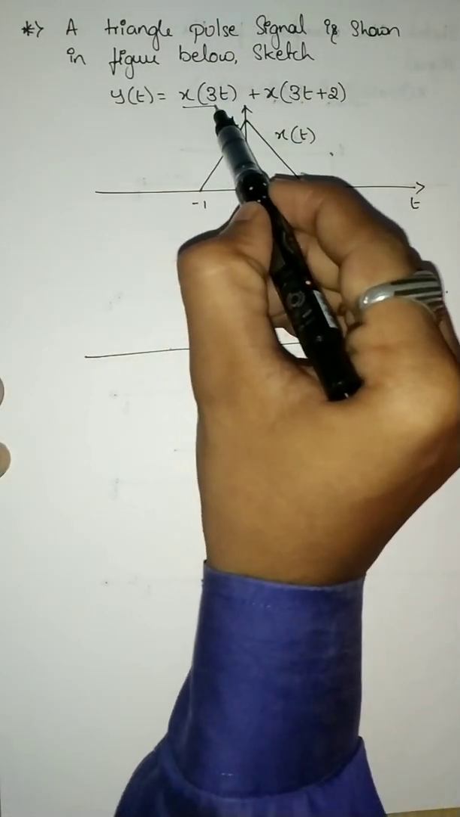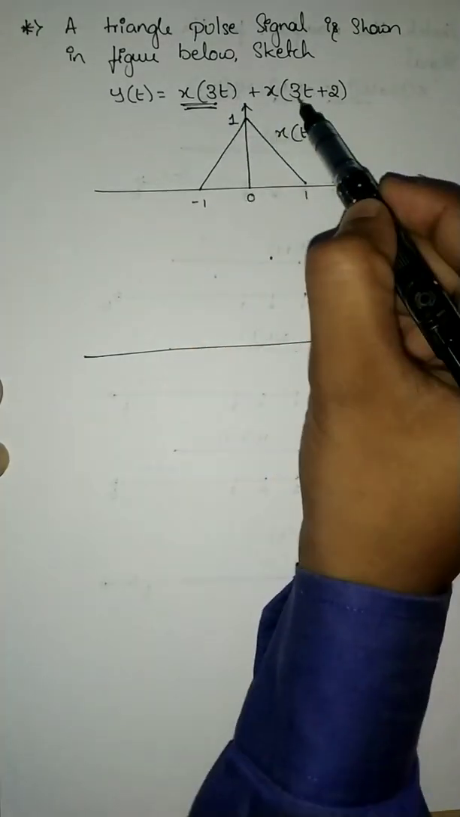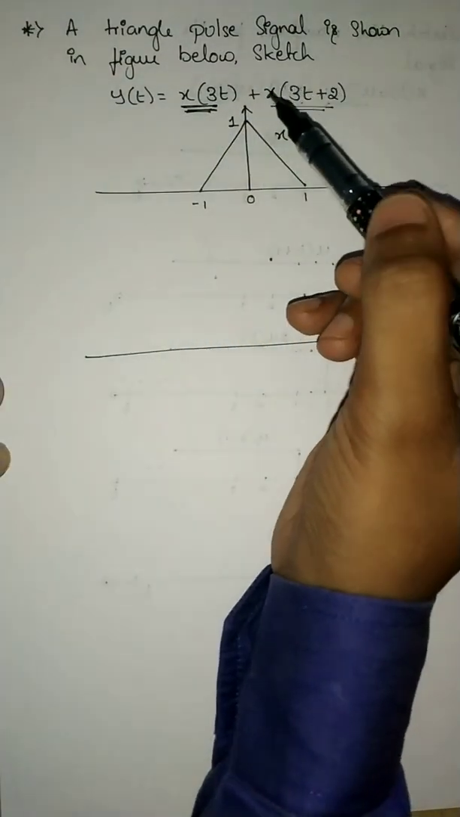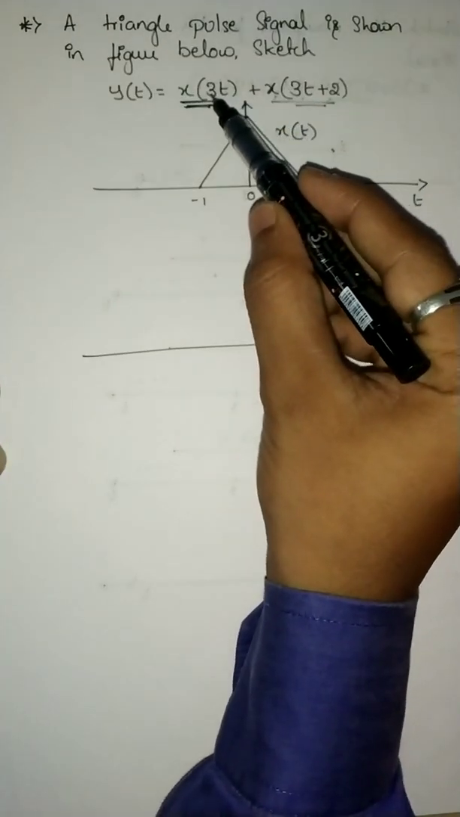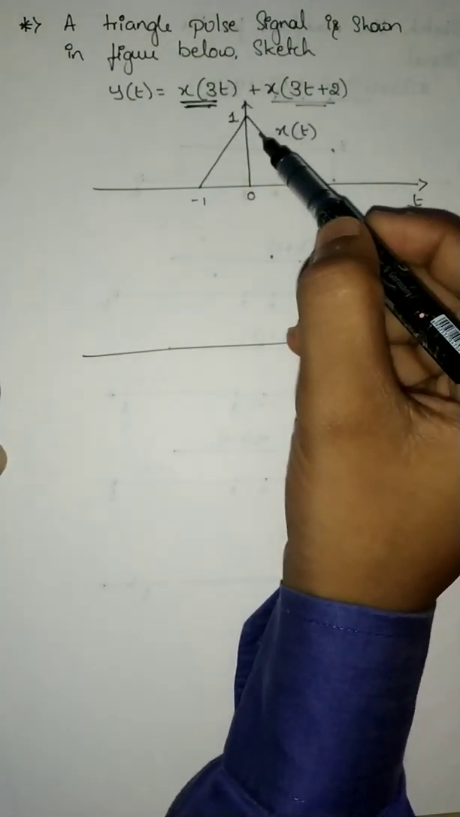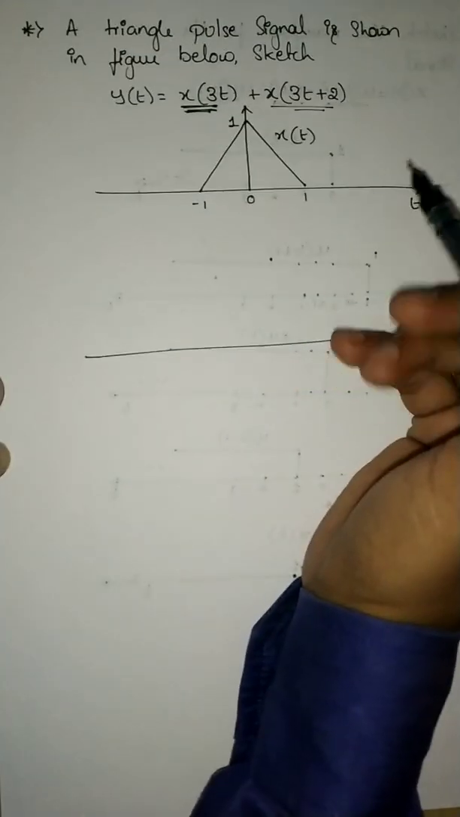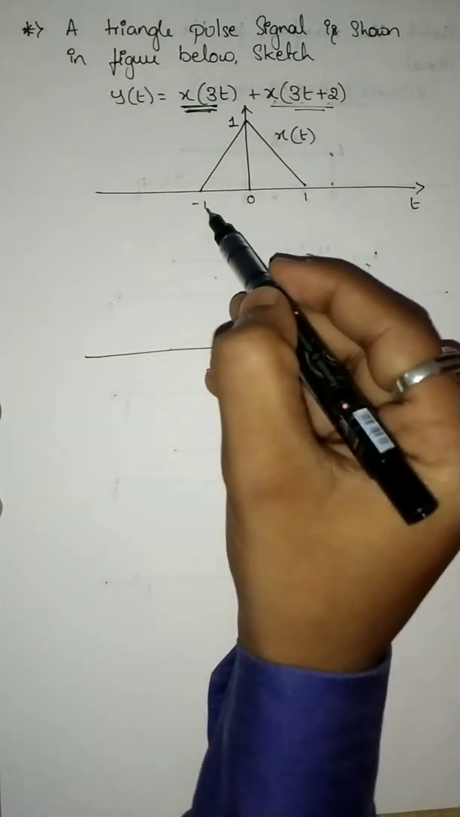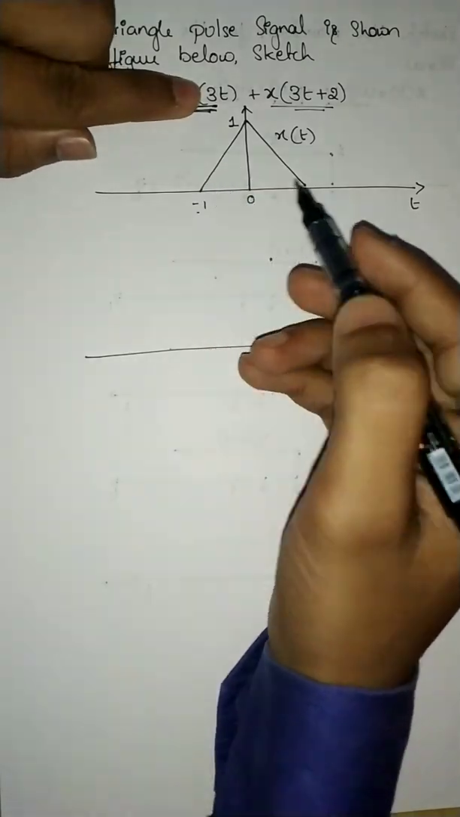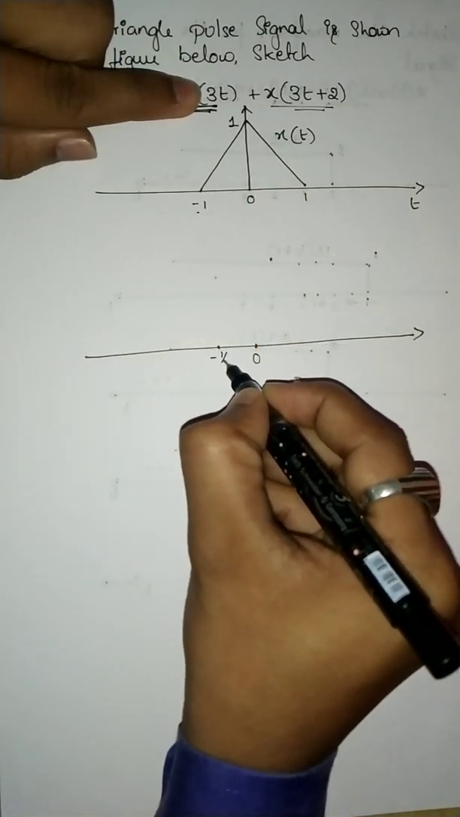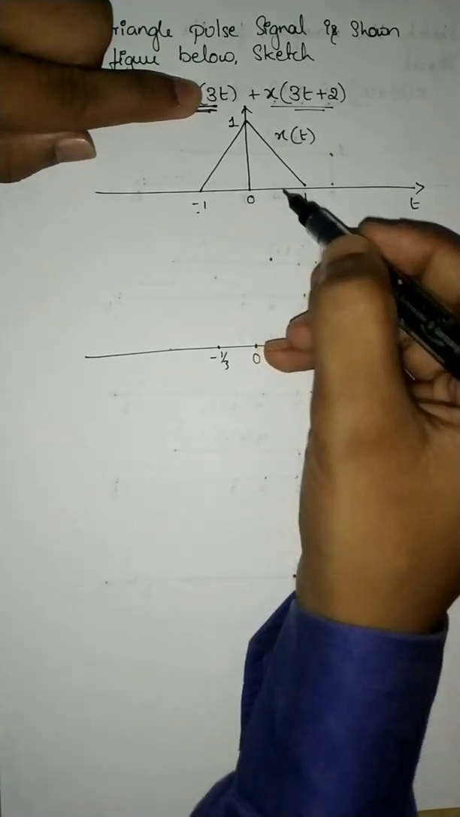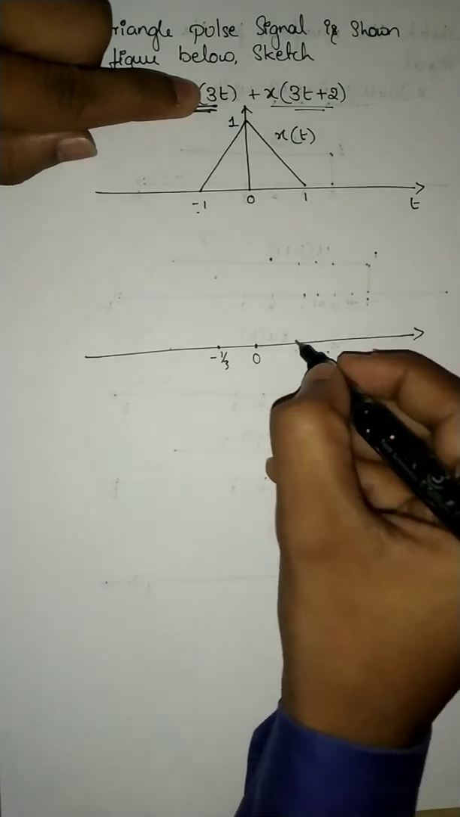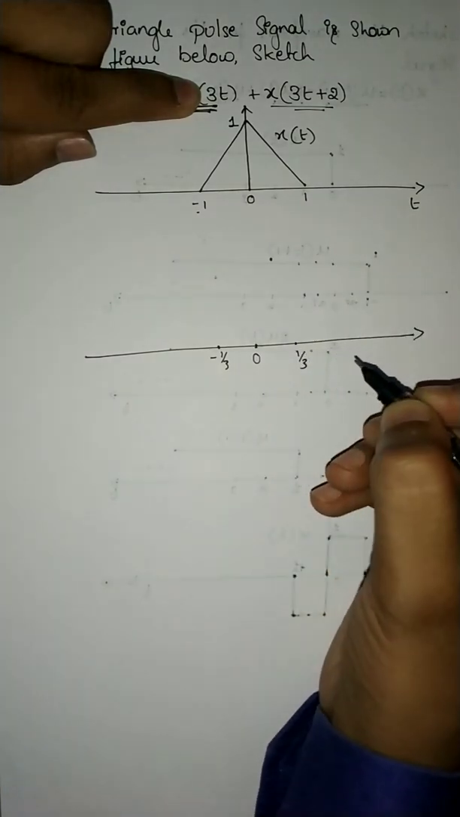Since for y of t we got two terms, x of 3t and x of 3t plus 2, let us consider first x of 3t. Since it is multiplied by 3, we are going to divide the time scale by 3 to compress the signal. Minus 1 divided by 3, we got minus 1 by 3. 0 divided by 3 is 0 itself. 1 divided by 3, we got 1 by 3.